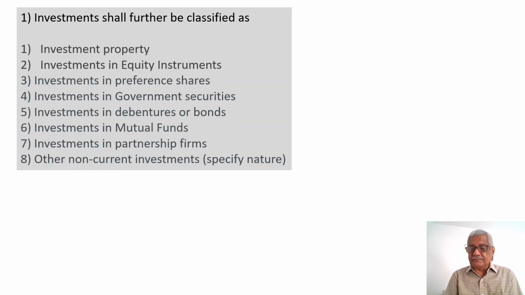And Schedule 3 of the Companies Act requires further classification of the investment as investment in property, investment in equity instruments, that is shares, investment in preference shares, investment in government securities, investments in debentures or bonds, investment in mutual funds, investment in partnership firms as a capital, or any other non-current investment. So there are two classifications. One is the investments need to be classified as a trade investment and other investments. And again, investments have to be further classified as per this slide.